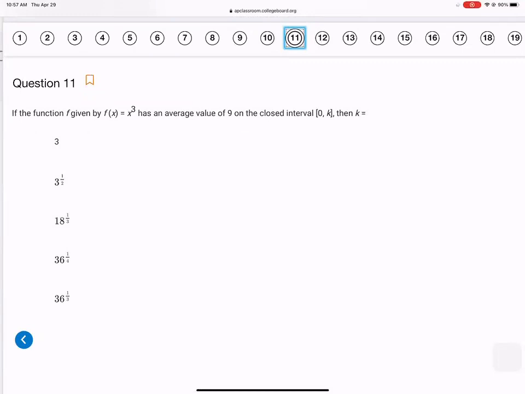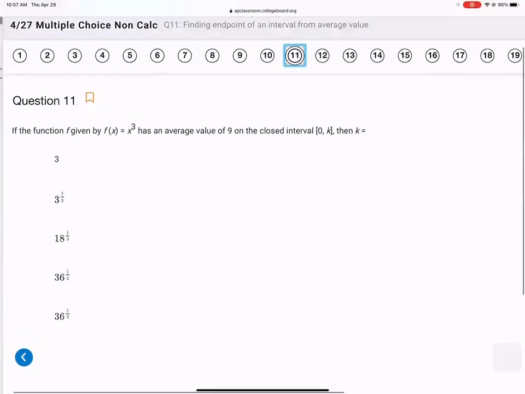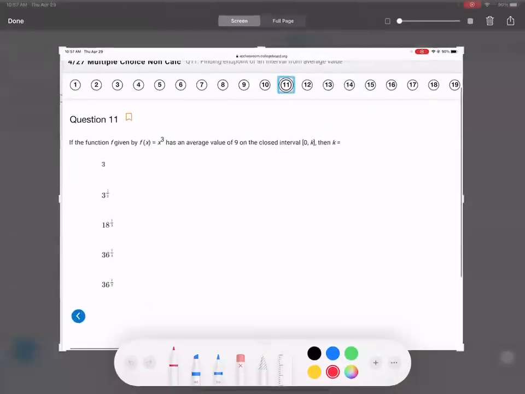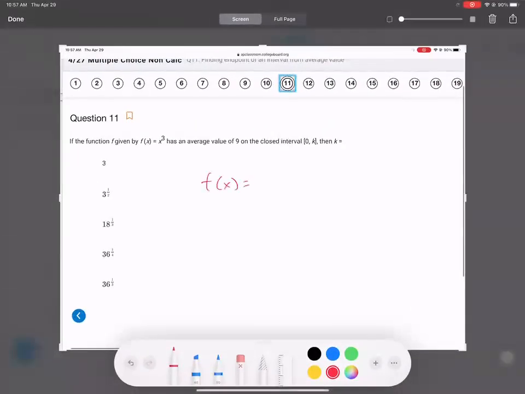In the function f given by f of x equals x cubed, f has an average value of 9 on the closed interval from 0 to k. The average value formula from a to b is 1 over b minus a times the integral of f of x dx. Is everyone okay? That's my equation for average value. They tell me my average value is equal to 9. If f has an average value of 9 on the closed interval, what is k?